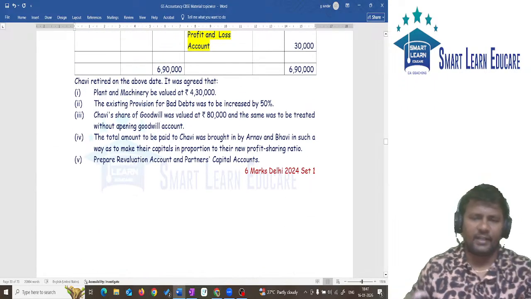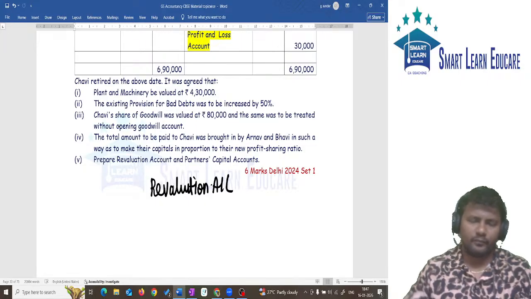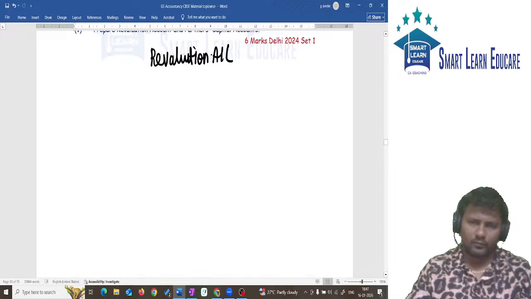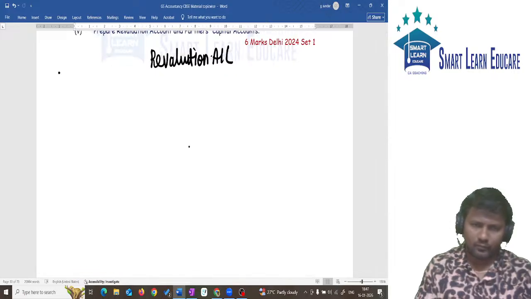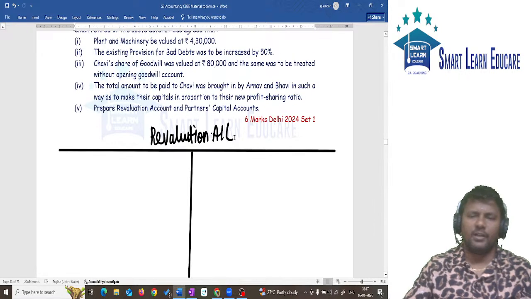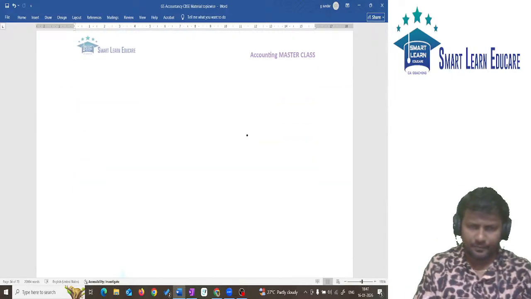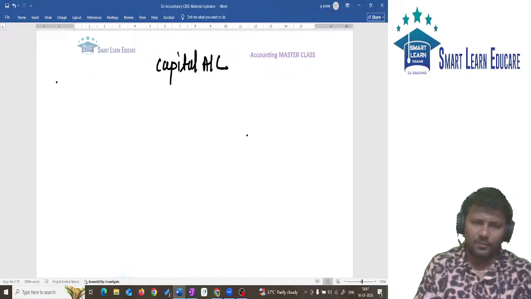In the first question, they ask you to prepare the revaluation account. So open the revaluation account. Second, partners' capital account. Please solve along with me.